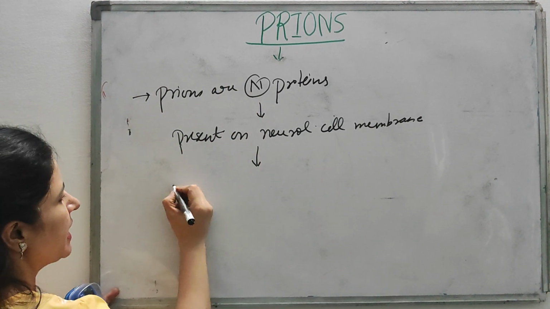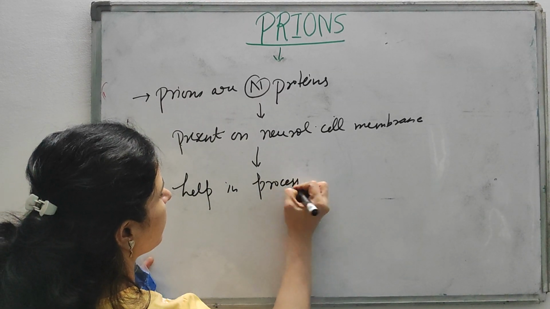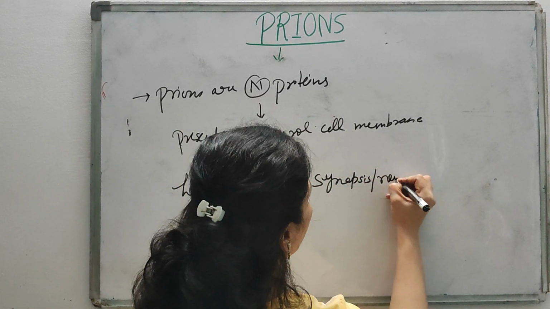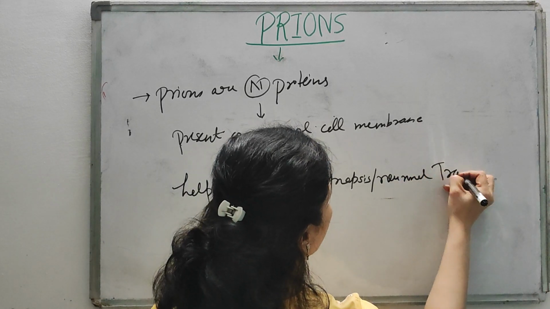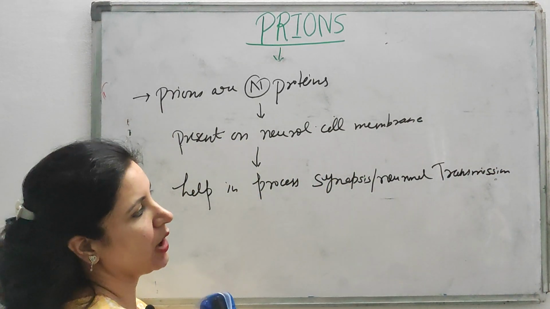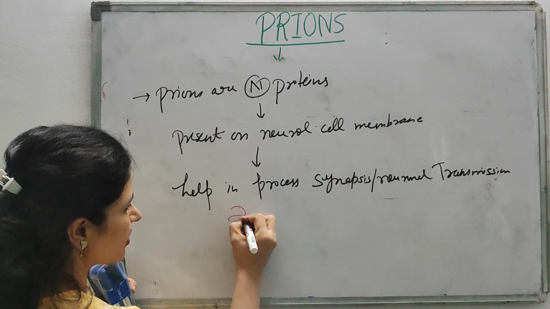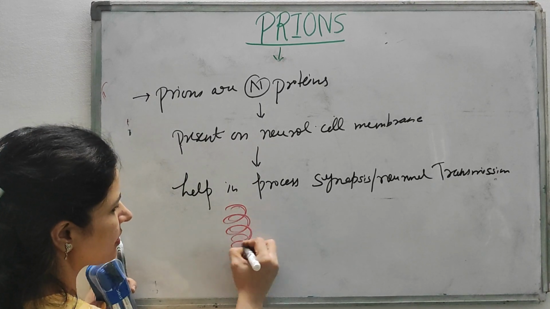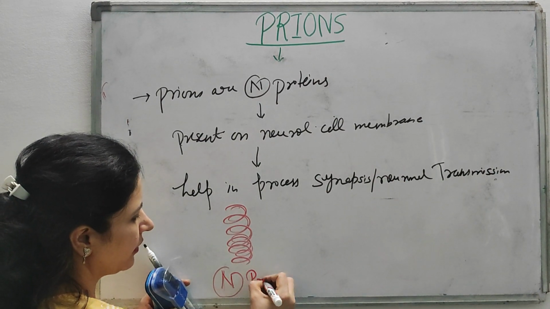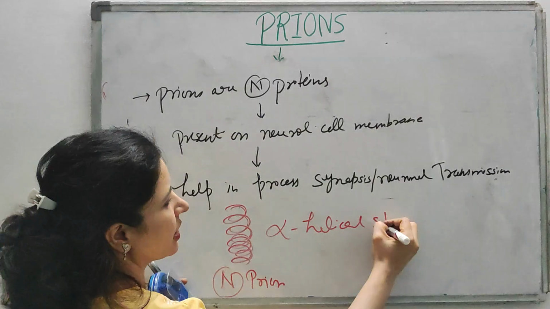And what is the function of these proteins? These help in the process of synapses, or you can say they help in neuronal transmission. So this is the function of normal prions present in the neuronal membrane. And what is the structure of normal prions? They have a helical structure, a helix-like structure. Normal prions have an alpha helical structure.